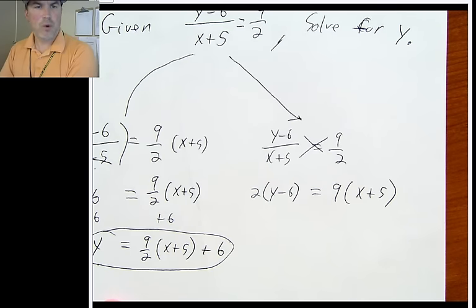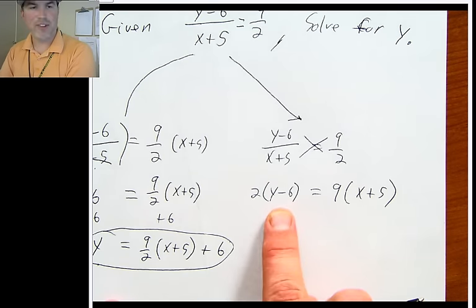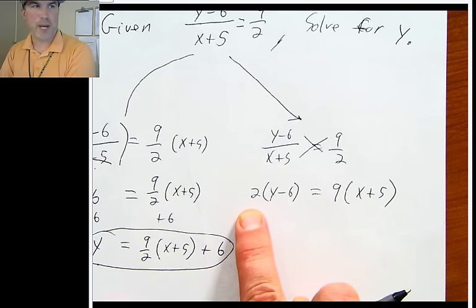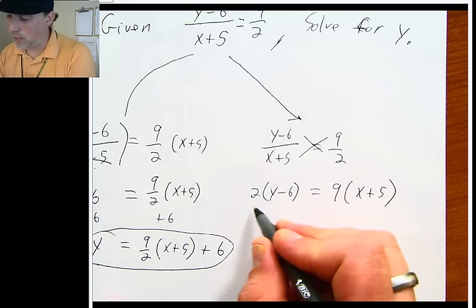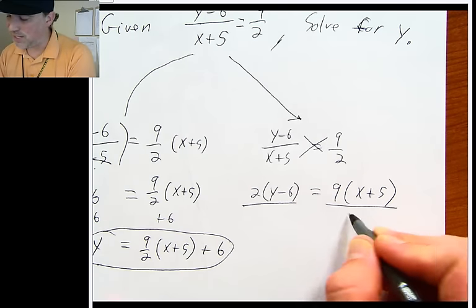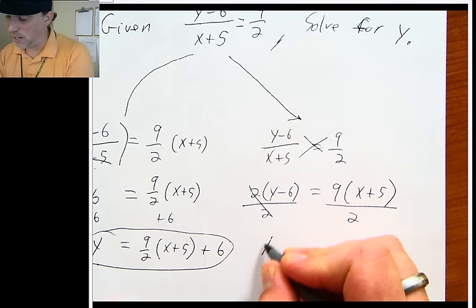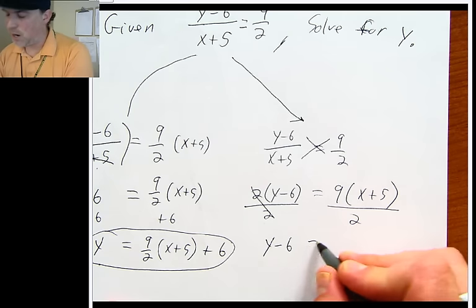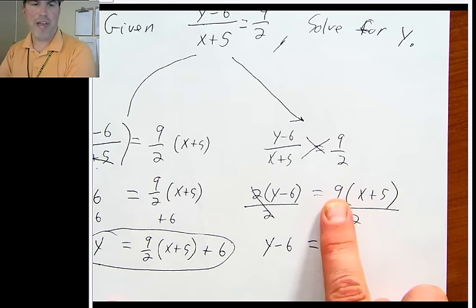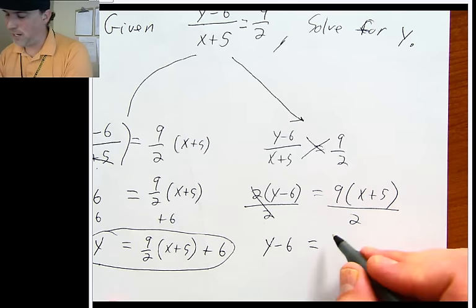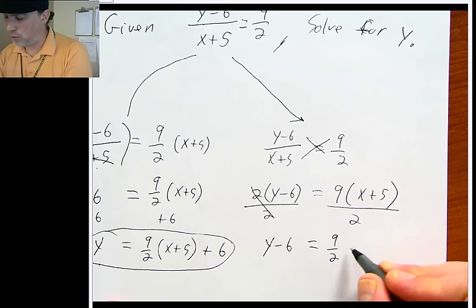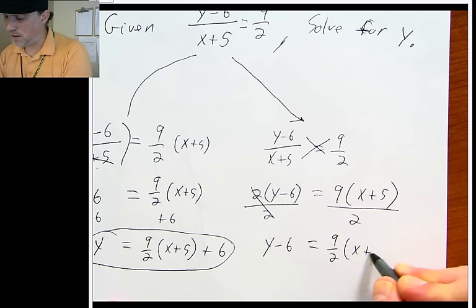All right. Well, if I wanted to keep going with this, I'm trying to get this y by itself. So I could divide both sides by 2 right now. That would eliminate those parentheses. 2 divided by 2 is 1. Those cancel out, and I'm left with y minus 6. Over on this side, 9 divided by 2 does not divide evenly. So I just have 9 over 2 times x plus 5.